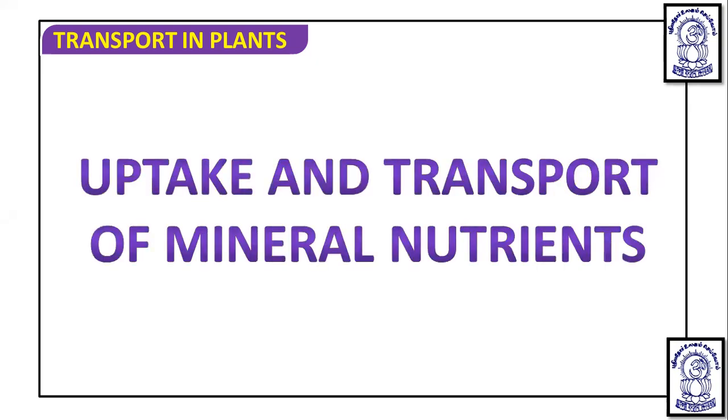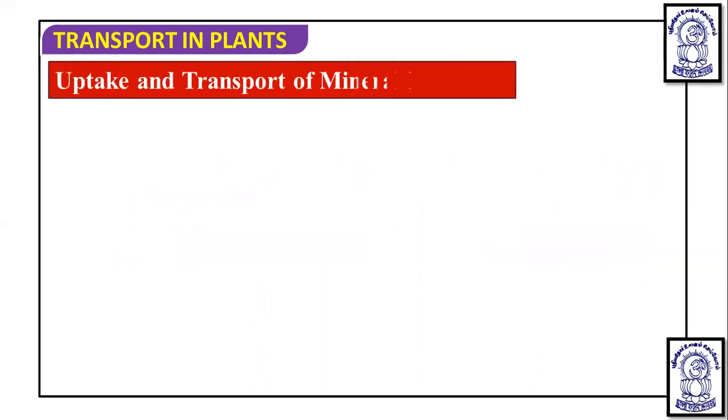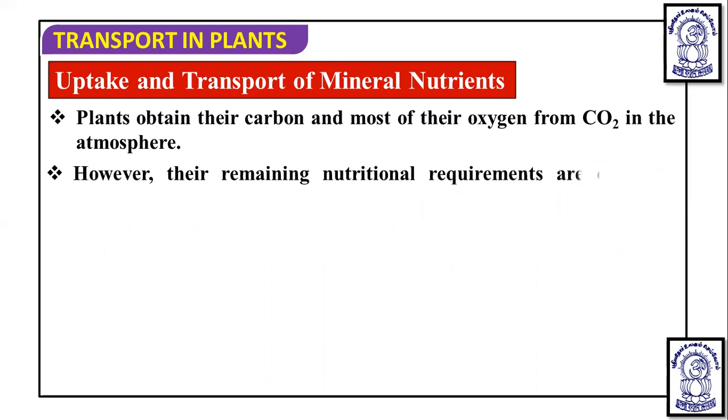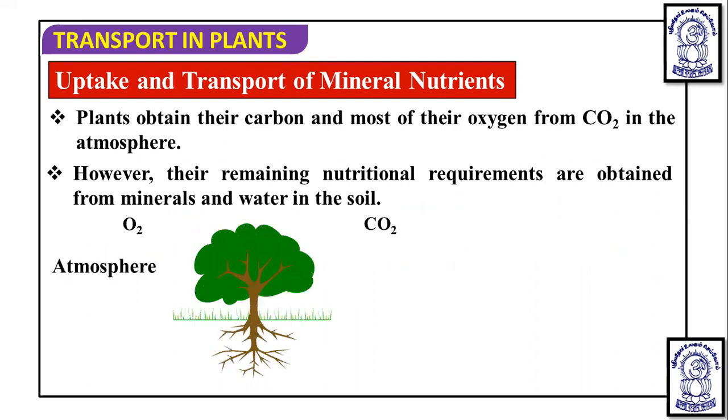Now, uptake and transport of mineral nutrients we will discuss in mineral nutrition. But, dear student, if we talk about uptake and transport of mineral nutrients, plants obtain their carbon and most of their oxygen from CO2 in the atmosphere. However, the remaining nutritional requirements are obtained from the minerals and water in the soil. So the majority of minerals are obtained from the soil. The atmosphere provides O2 and CO2, but the soil provides all other elements.